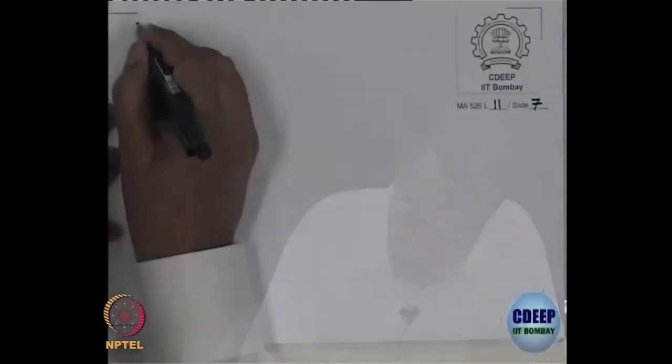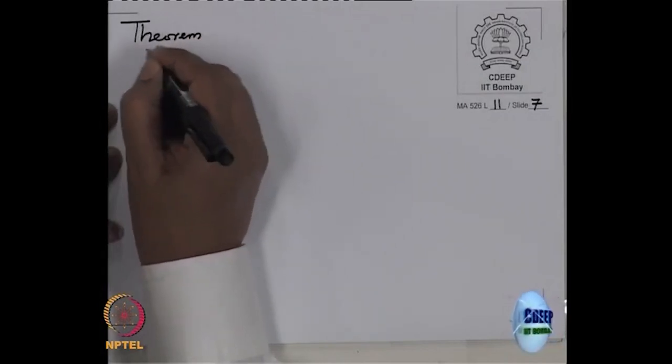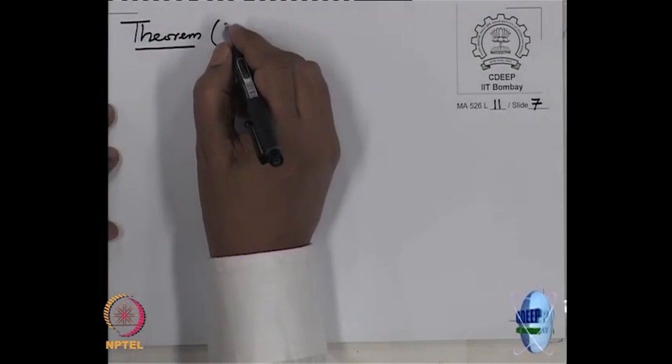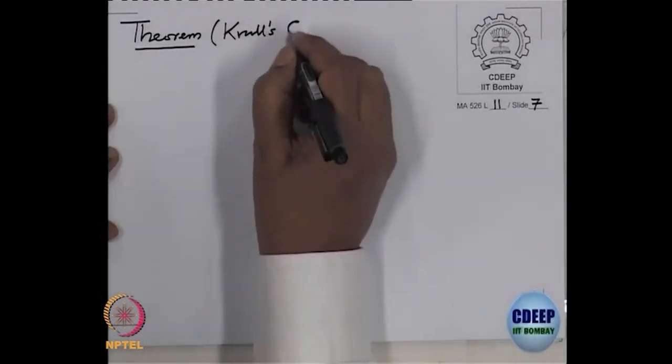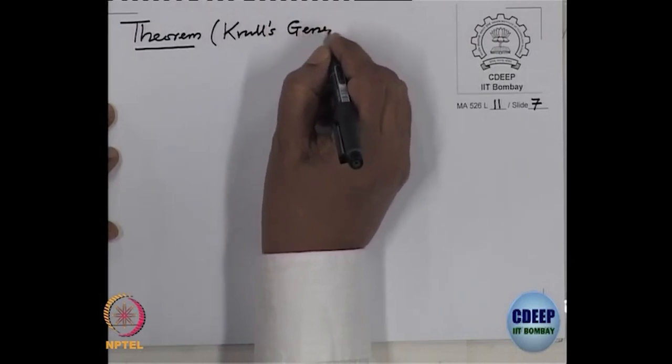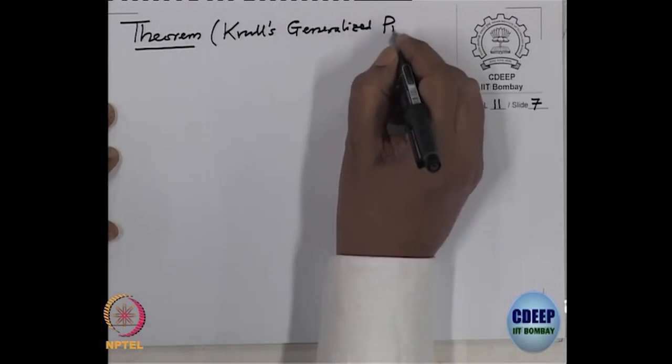Okay, now let me state the theorem. This is what we want to prove. So, theorem. This is called Krull's generalized principal ideal theorem.